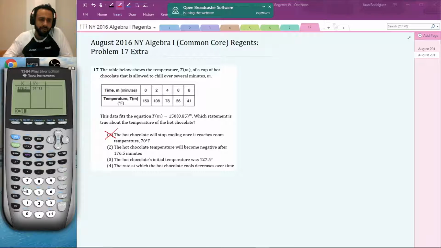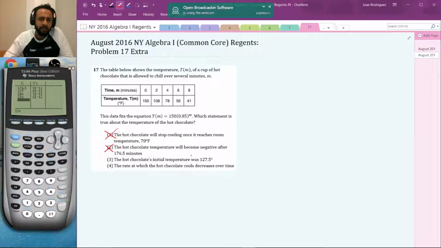How about 177? It's around the same thing. How about 180? It's 3 times 10 to the negative 11th. That's 0.0, 10 zeros followed by a 3. How about 200? 1 times 10 to the negative 12th. That's still a positive number, so that's definitely not the answer.